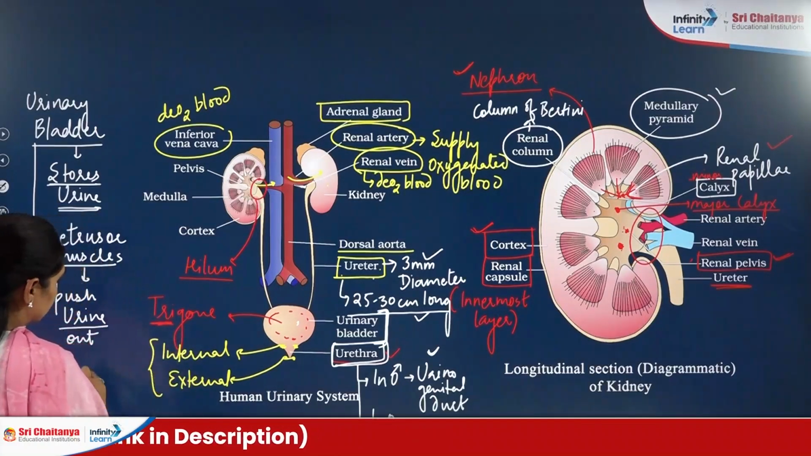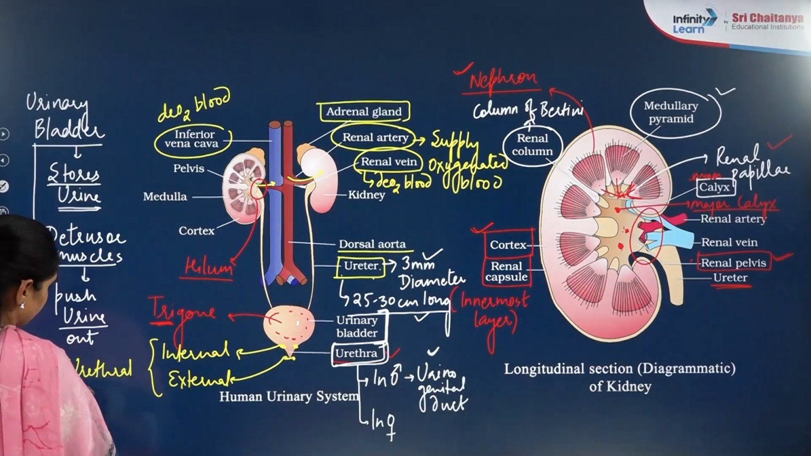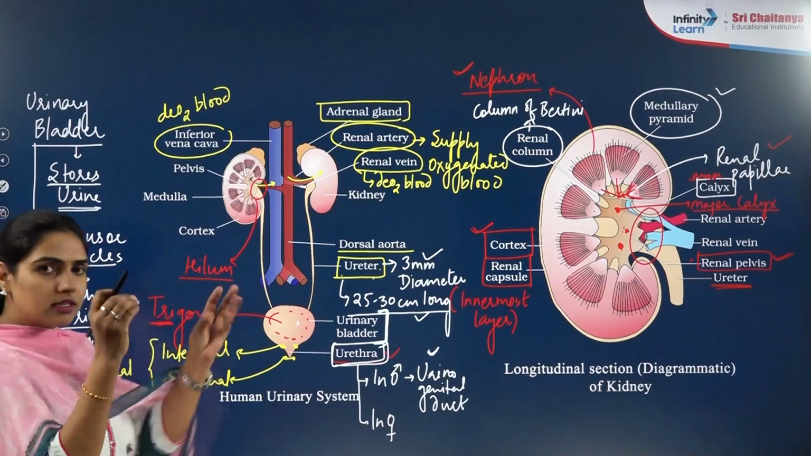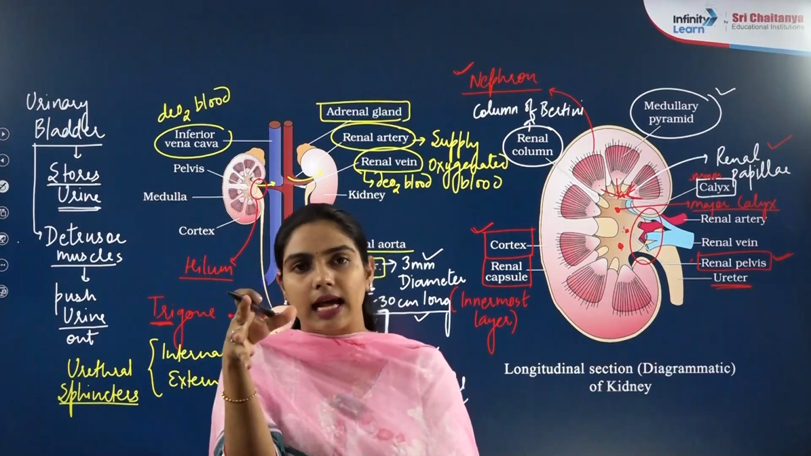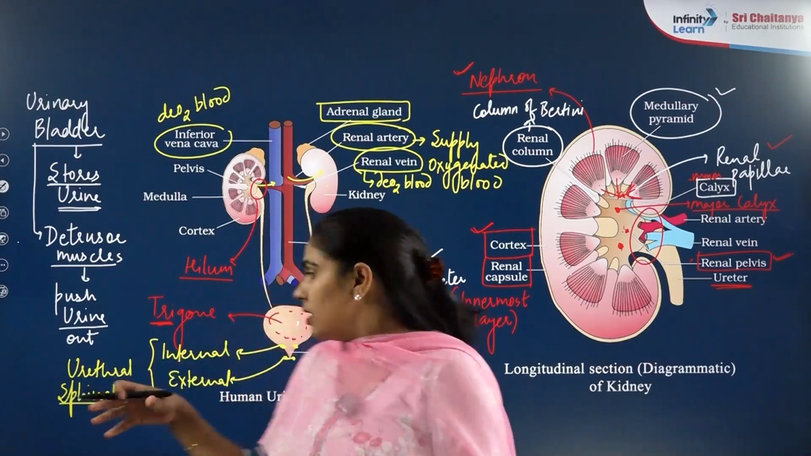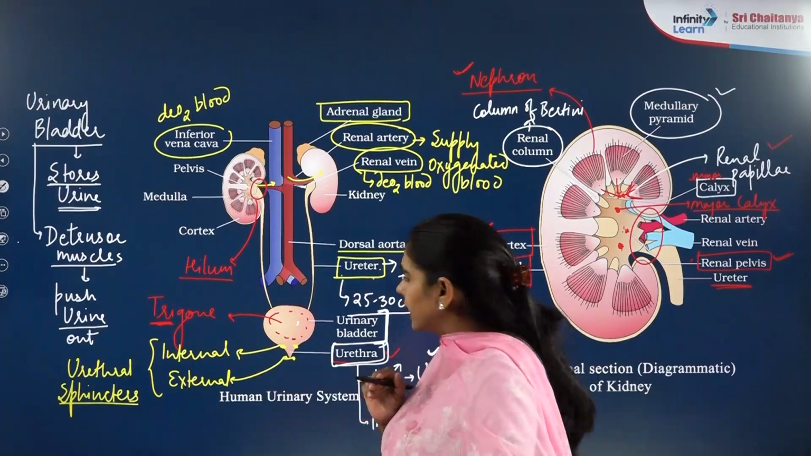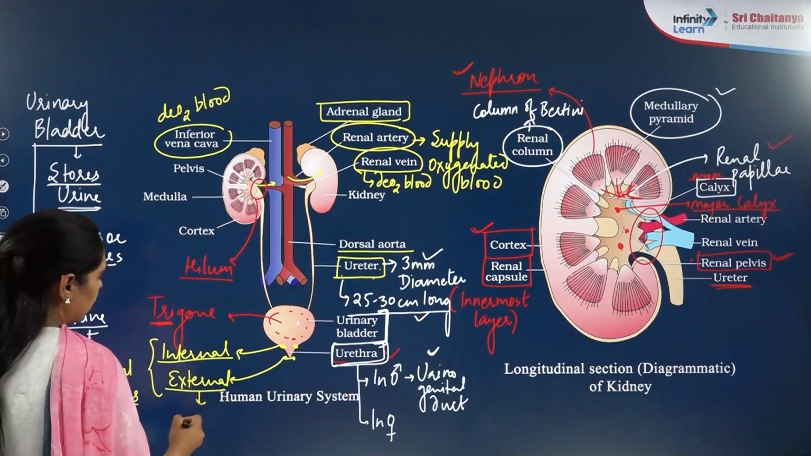These are the urethral sphincters. Sphincters are simply the muscles, a band of muscles which will contract or relax. This is the function. So when both relax, then the urine will be passed out, right? So internal is involuntary and external is the voluntary.